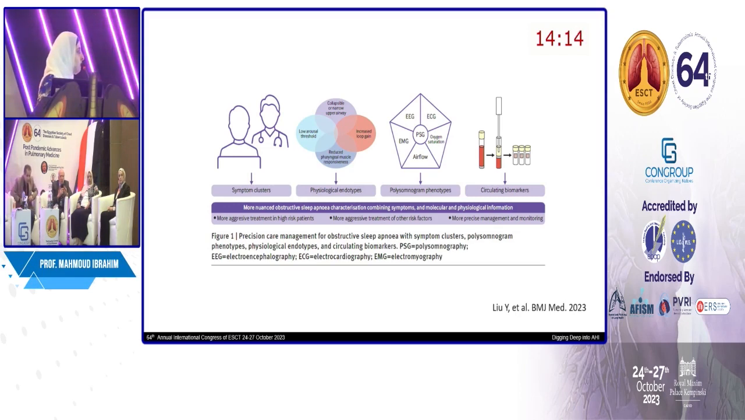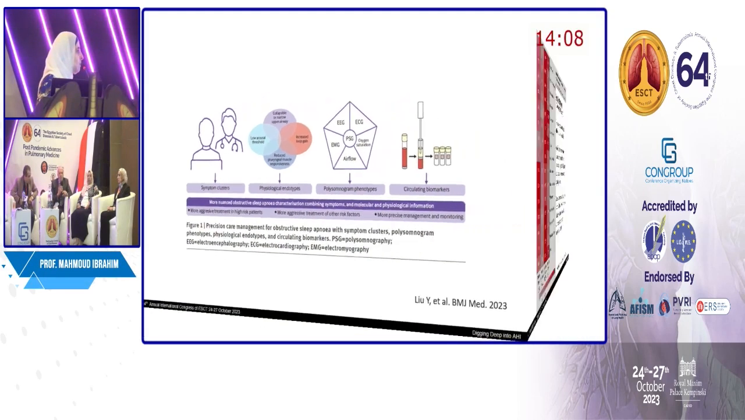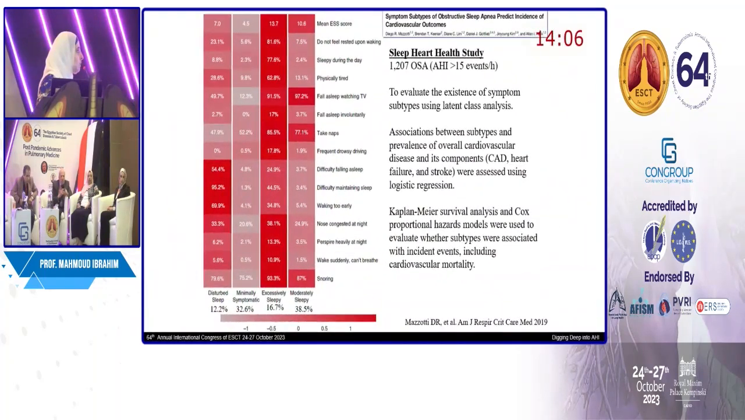We started to look at further things such as the symptoms, the polysomnographic variables and some blood markers, to try to find a more appropriate way of identifying the patient's sleep apnea. Next, please. So they started in the Sleep Heart Study looking at the symptoms, to see if the symptoms have a role, and they started to divide the patients according to sleepiness.